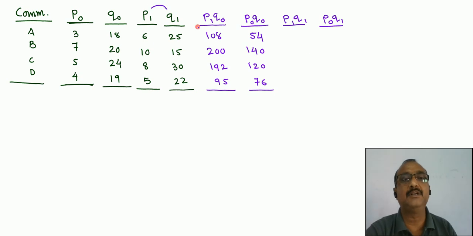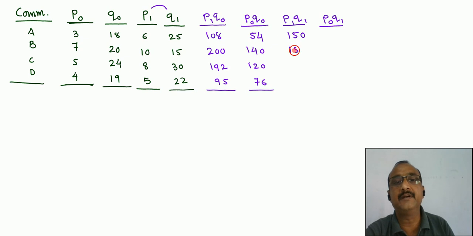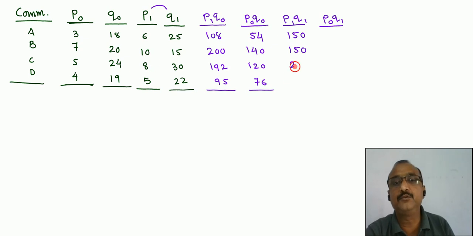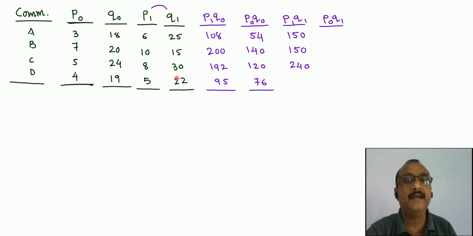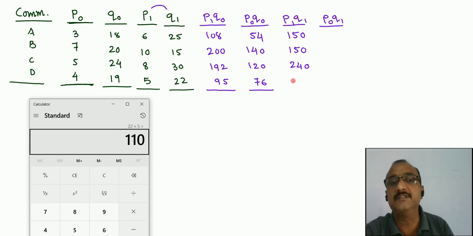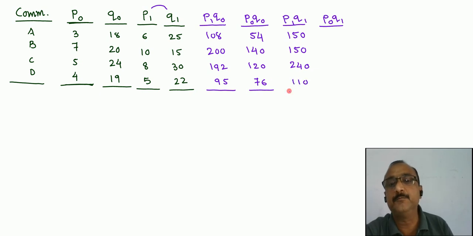18 threes are 54, 7 into 20 is 140, 24 into 5 is 120, and 19 fours are 76. First two columns are P1 Q1. Last two columns: 6 into 25, 150; 10 into 15, 150; 8 into 30, 240; and 22 into 5, 110.